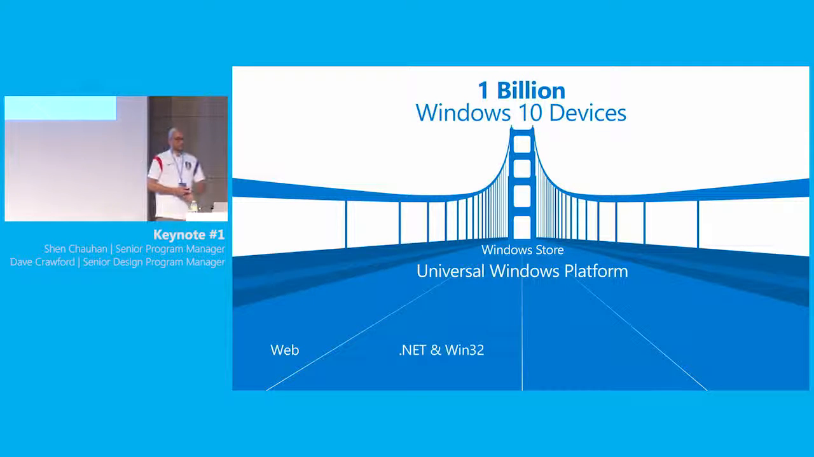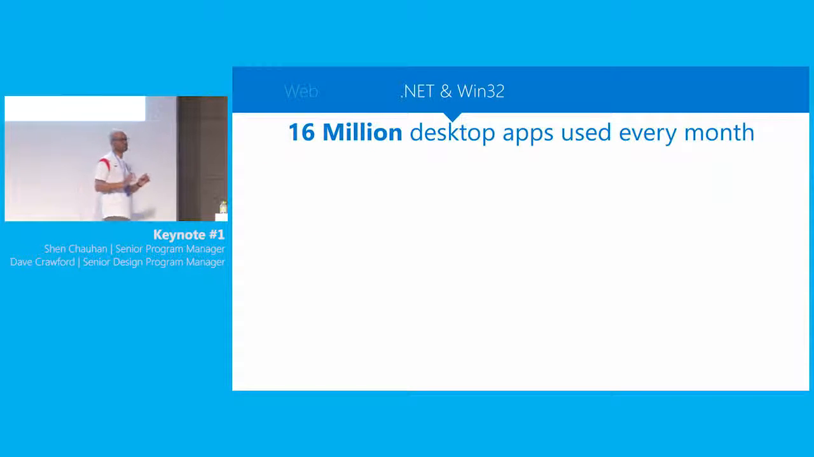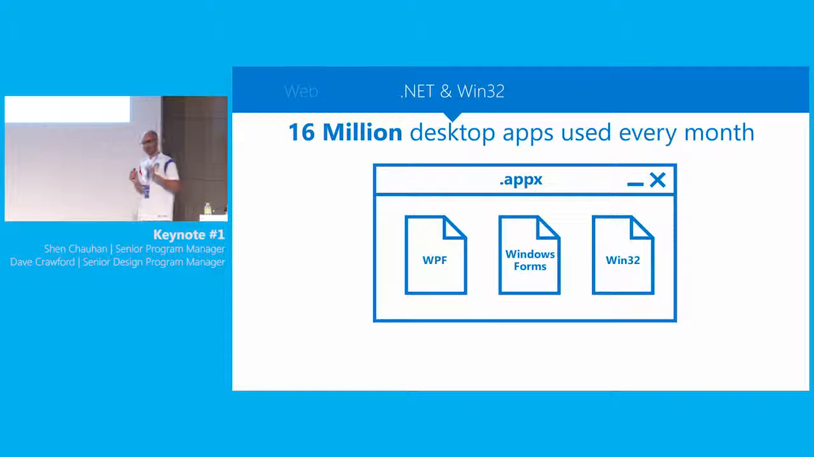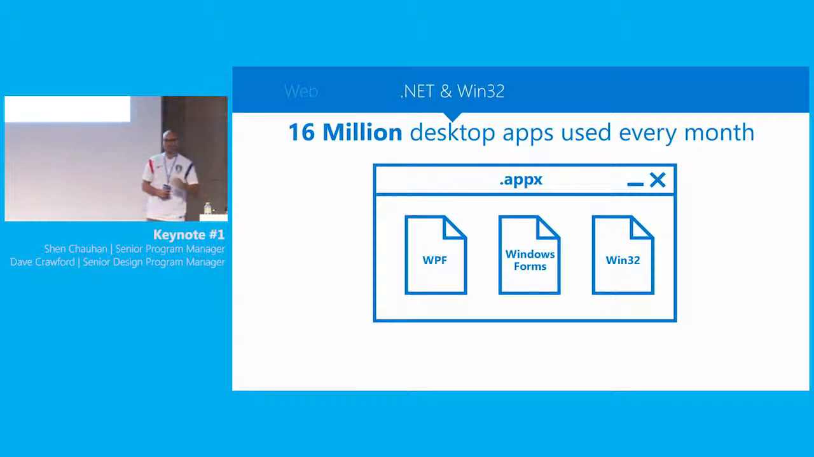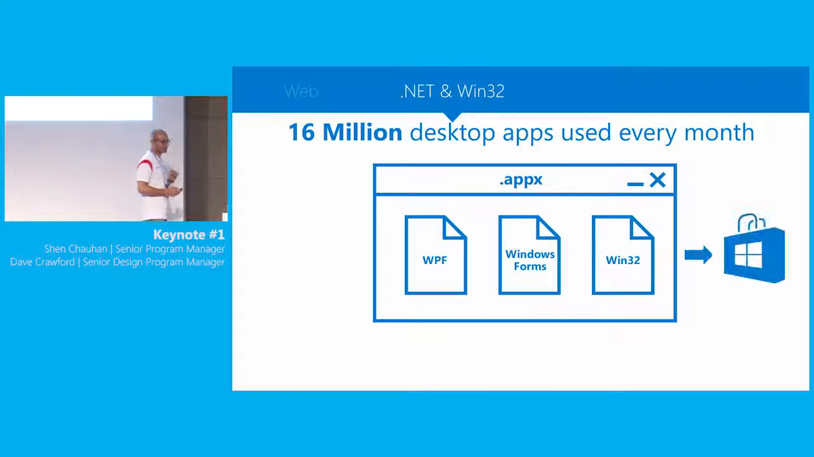So the other one we want to talk about is .NET and Win32. We haven't forgotten. We know that there are 16 million desktop apps that are active every month. So what we're doing is we're going to allow you to wrap your application in AppX, whether it's a WPF, WinForms, or Win32. And that means you'll be able to deploy to the store, knowing that you have all the benefits of the store's distribution models, its promotions, its safe code, its installs, its updates, all those cadences.